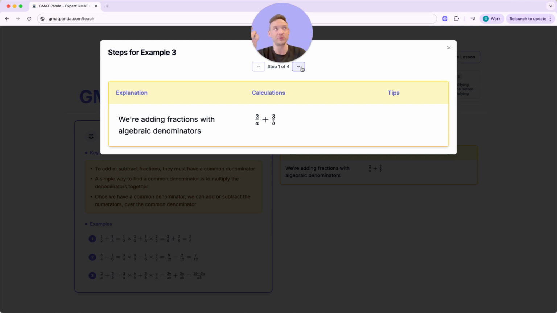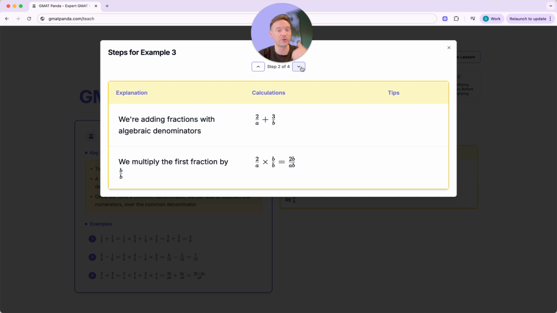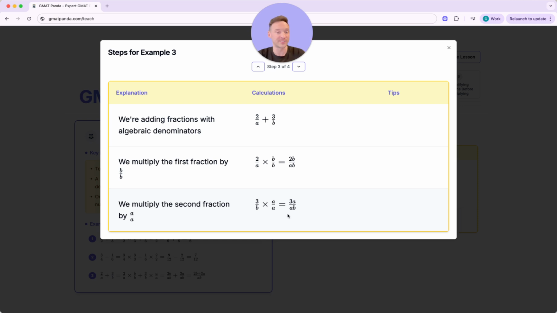Well, we don't know what values they are, but we know that when we multiply the two denominators together, that is going to be a common denominator, and that will work. So in the same idea here, we're going to multiply top and bottom by b over b, which is 1. So it's not changing the value, but it's changing the format, and we will get something over ab as a denominator. We can do the same thing for the second fraction.